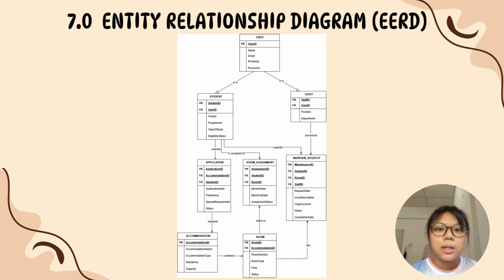After an application is approved, the student is assigned to a room through the room assignment entity. This entity records the assigned room, the move-in date, the move-out date, and the assignment status.